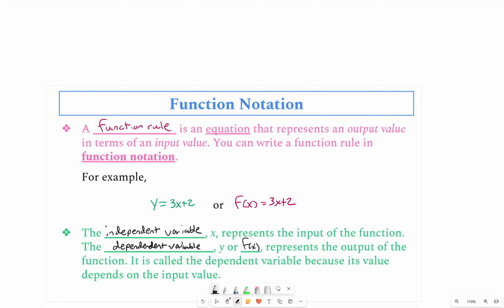Now, these dependent variables depend on whatever number you input, right? Y, or f of x, depends on what number you input for x. So that's why they are the dependent variable. They depend on the input value.